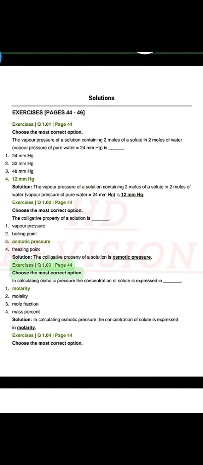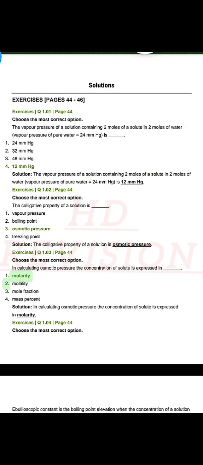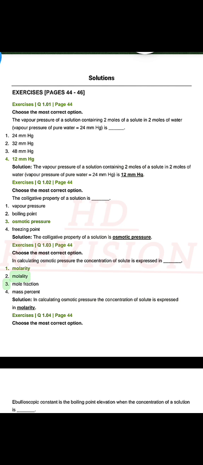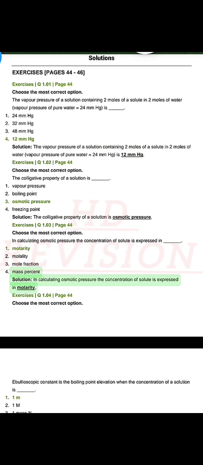Exercises Q1.03, page 44. Choose the most correct option. In calculating osmotic pressure, the concentration of solute is expressed in: 1. Molarity, 2. Molality, 3. Mole fraction, 4. Mass percent. Solution: In calculating osmotic pressure, the concentration of solute is expressed in molarity.